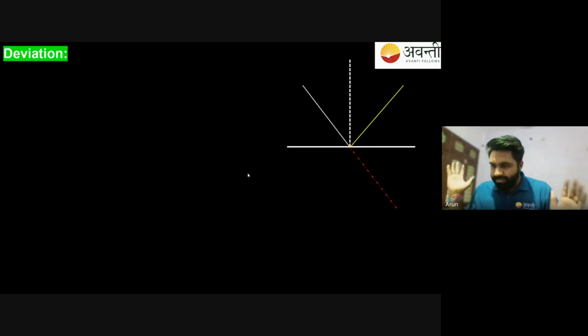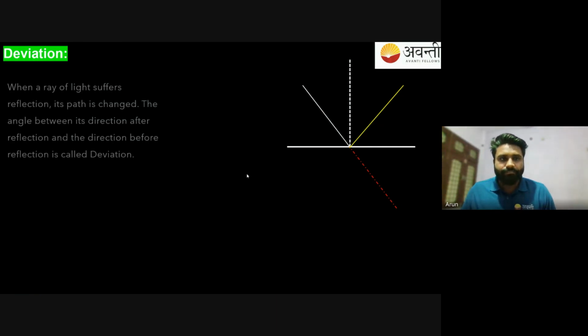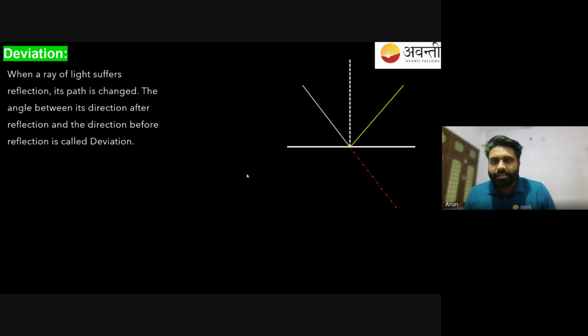Okay, so we are here with the deviation part. What is deviation? Look, this is the incident ray coming, and there is a reflected ray. What if there is no surface, this surface is not present here, what will happen? This ray directly goes to this place. But due to this surface, this ray is reflected back and changes its path.